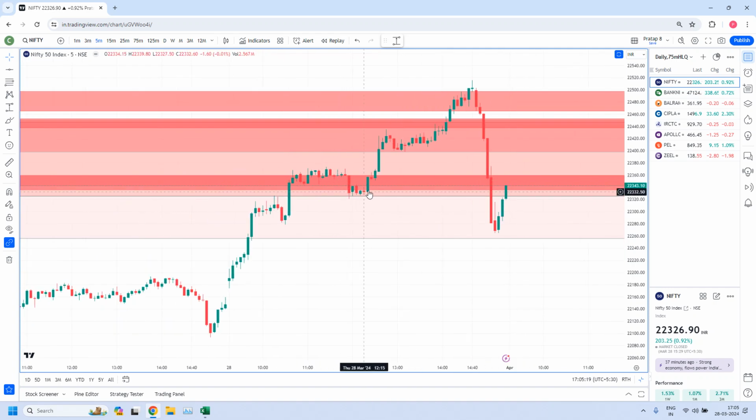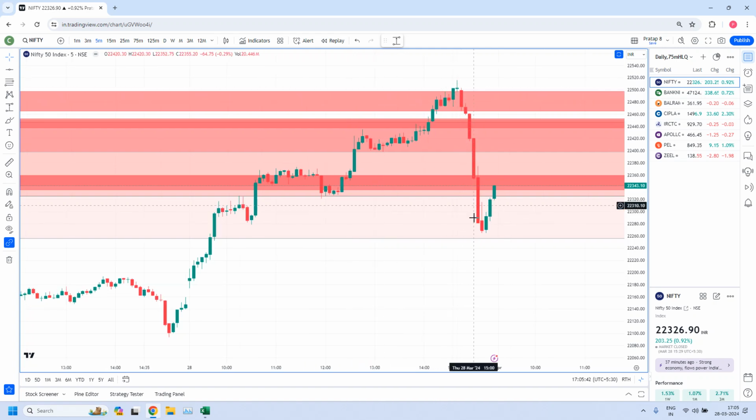Moving from here to here took so many hours. At what time is it? 10:30, and this is 14:30. Nearly 4 hours it took to reach from here to here. But from here to here, it took only 10, 15, 20, 25, 30, 35, only 35 minutes. Here it took 4 hours, here it took only 35 minutes. See the difference?